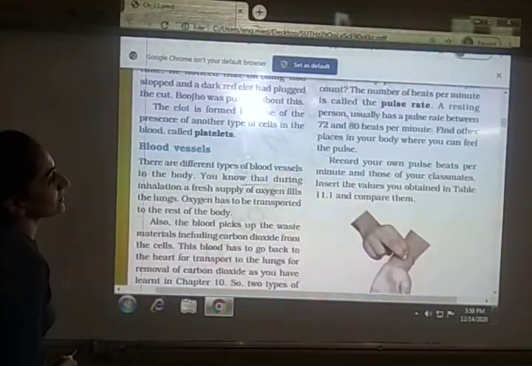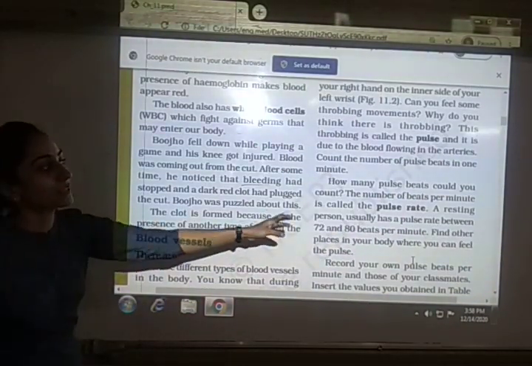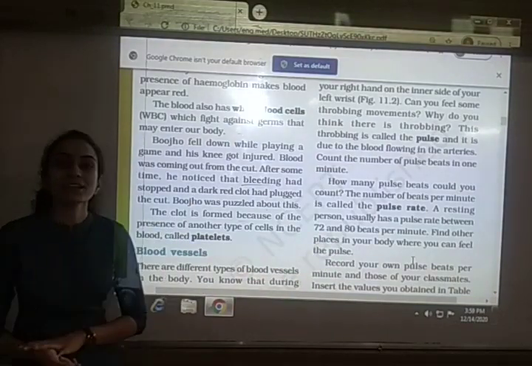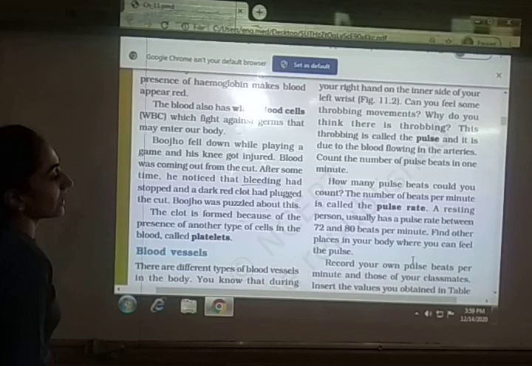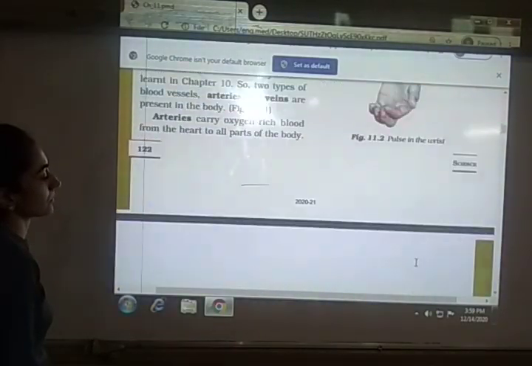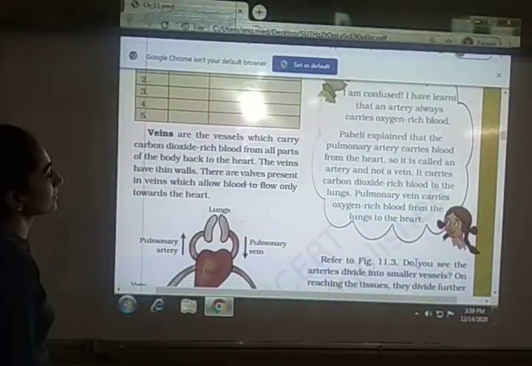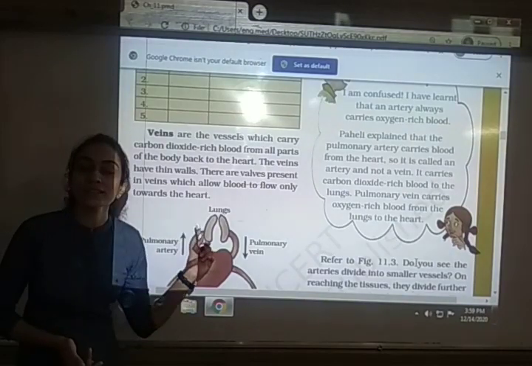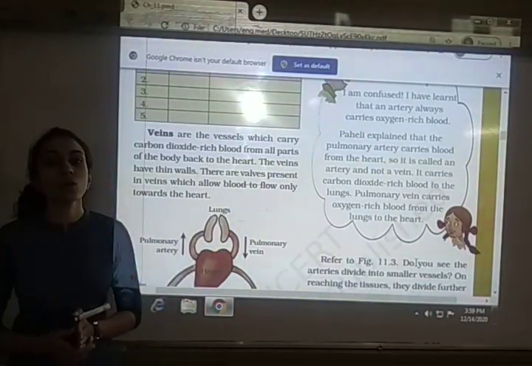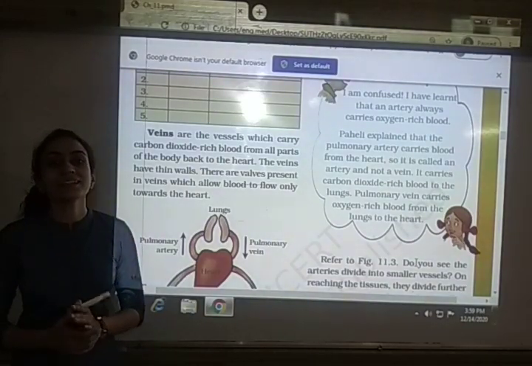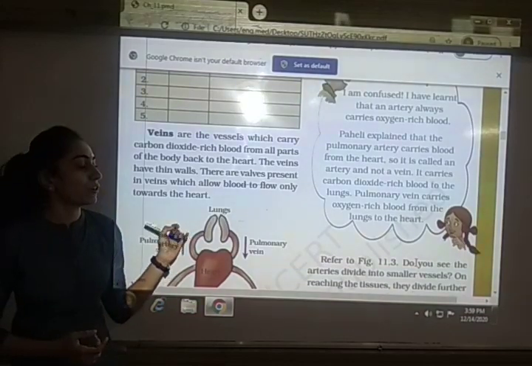Then we saw about veins, and before that we saw pulse rate. We also saw how to measure the pulse rate through an activity. And then we saw about veins. What are veins and what is their function? Veins are the blood vessels which carry the blood from all the body parts to the heart, and it carries blood which is rich in carbon dioxide. So that is the function of veins.